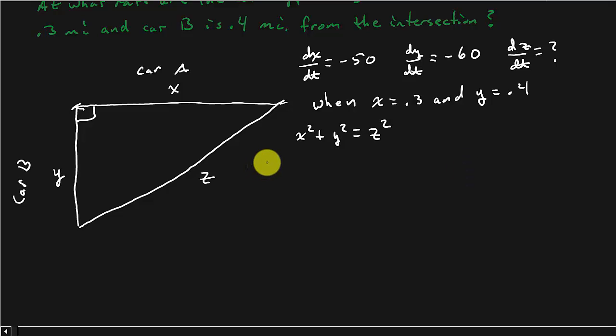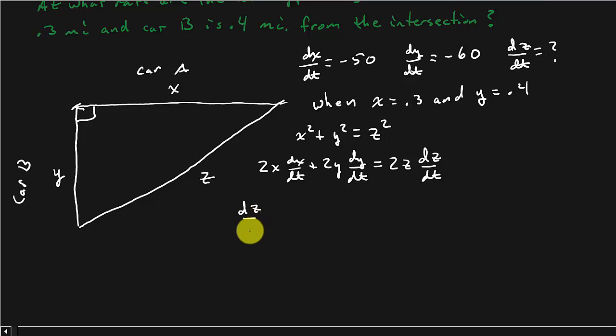So let's take the derivative. I get 2x dx/dt plus 2y dy/dt equals 2z dz/dt. And I need to solve for dz/dt. So I'm just going to divide everything by 2z. So I get dz/dt is equal to x over z times dx/dt plus y over z times dy/dt. And then we plug everything in.